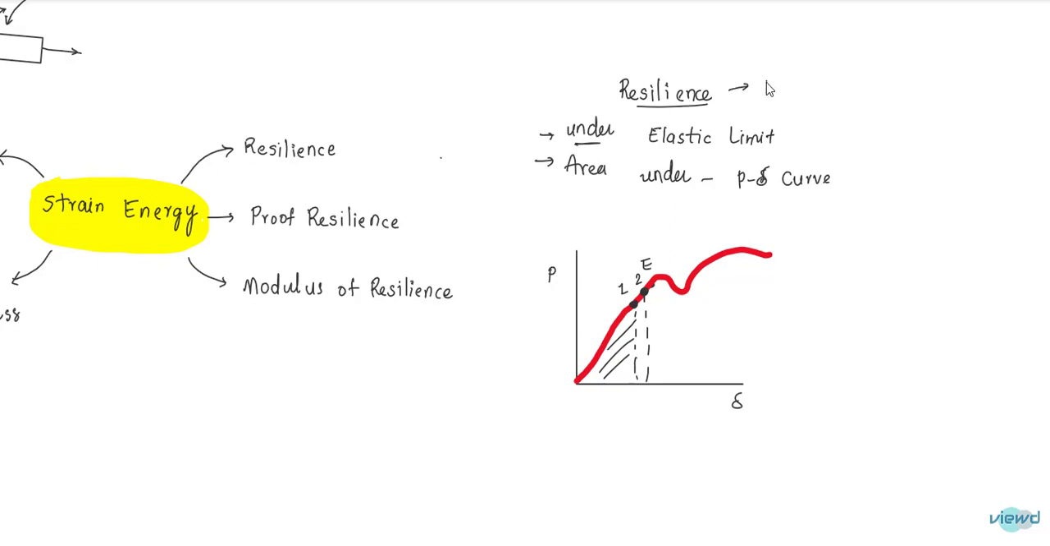Resilience is not a property, because as the load is applied, it absorbs a particular energy, that is called resilience. If a small load is applied, small resilience will be present. If a large load is applied, large resilience will be present. So this is not a material property. And what is this proof resilience?